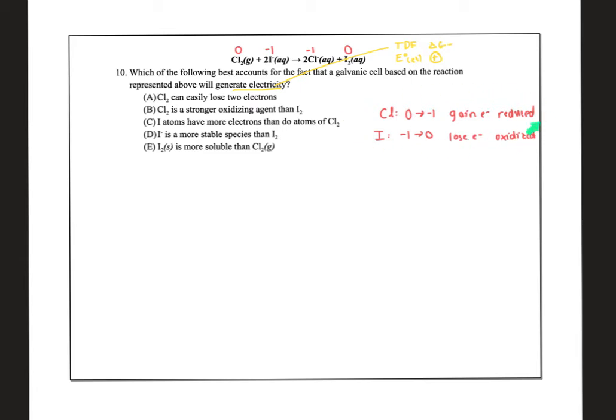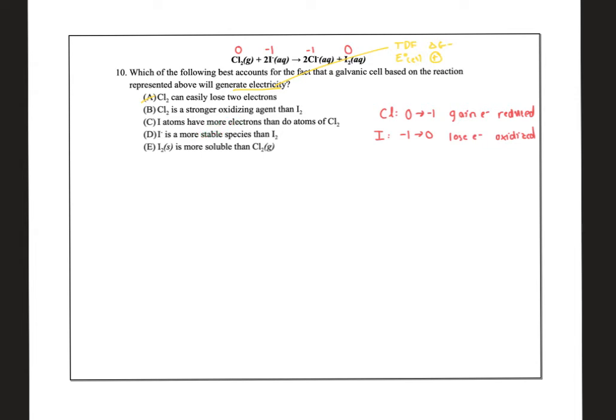So these things, as they are happening, is thermodynamically favorable. Well, Cl2 can easily lose 2 electrons. No, it's gaining electrons, so that's not a good choice. Cl2 is a stronger oxidizing agent. Well, if chlorine's being reduced, that means Cl2 is an oxidizing agent. So basically what we're saying is this is better at being an oxidizing agent than this guy would be, because if we reversed what was oxidized and what was reduced, the reaction would be reversed. So that seems like a plausible choice.